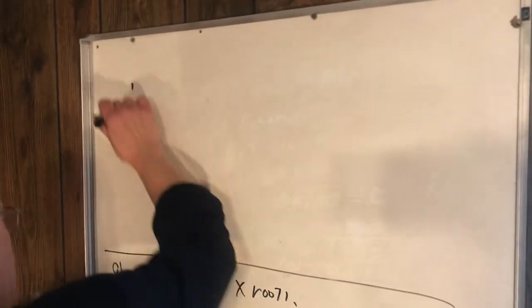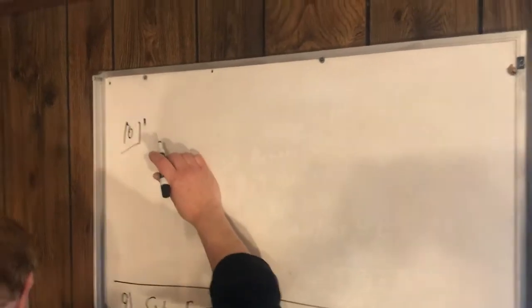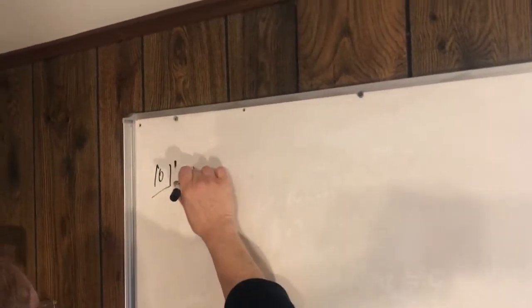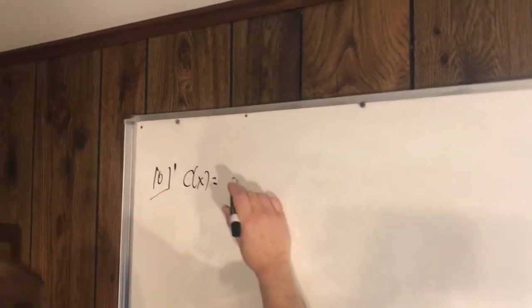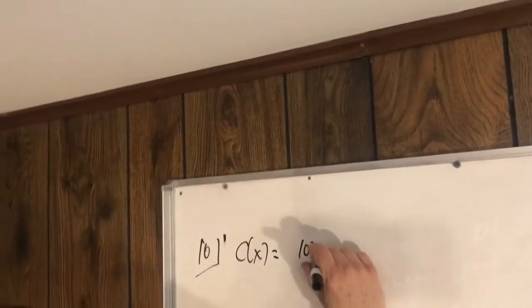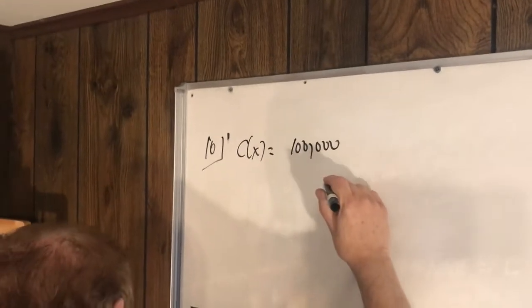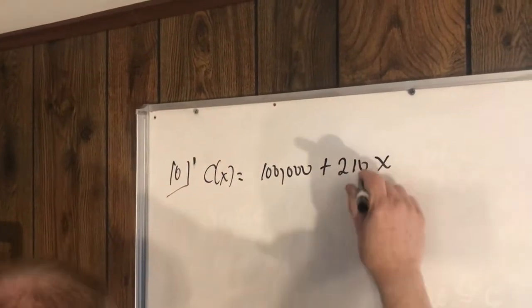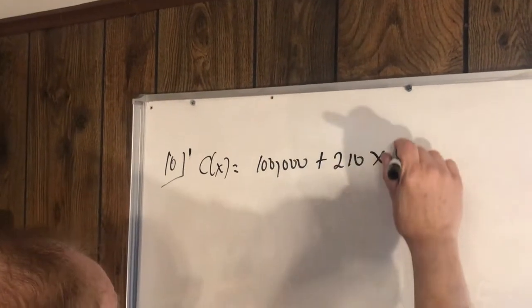Okay, so we have number 10. We have the costs. The cost function is 100,000 plus 210x plus 2x squared.